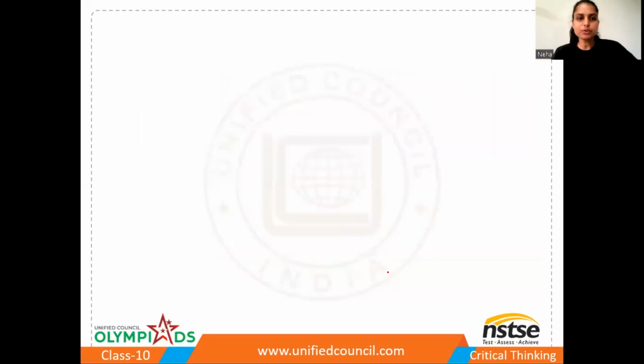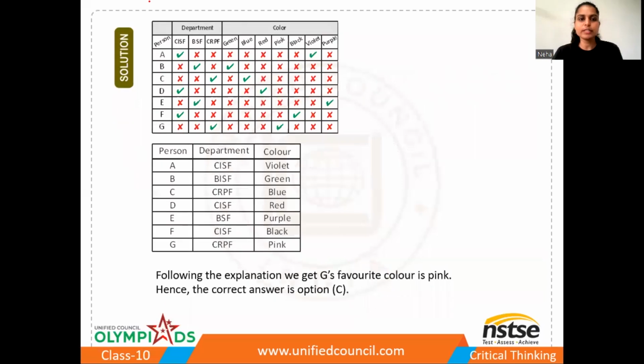Let me show you the table for better understanding. This is how you can create a table, my dear students. You can take the names of persons A, B, C, D, E, F, G. These are the departments: CISF, BSF, CRPF, and this is the color. All 7 colors are there.